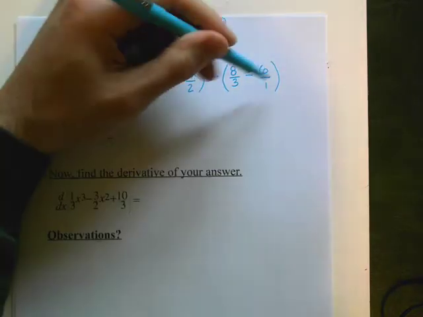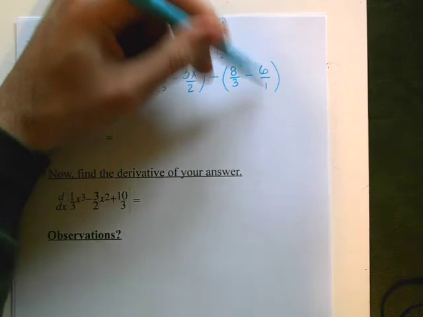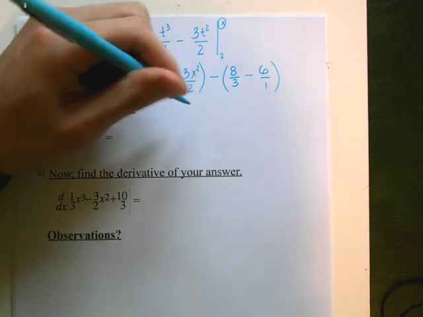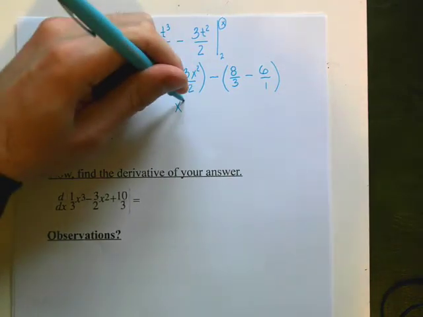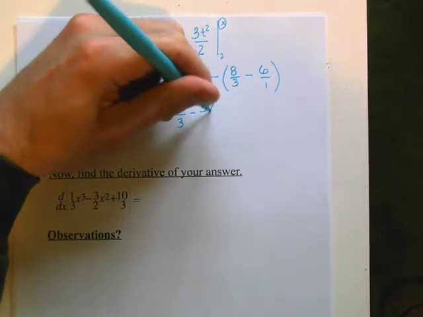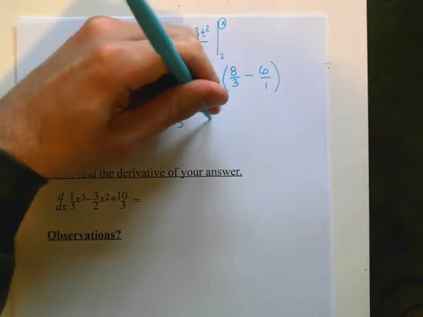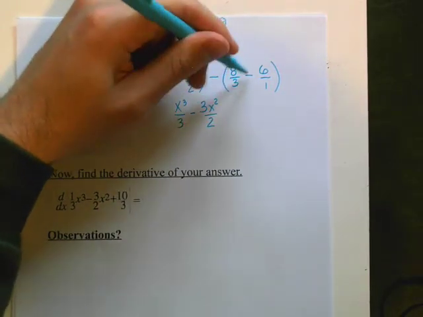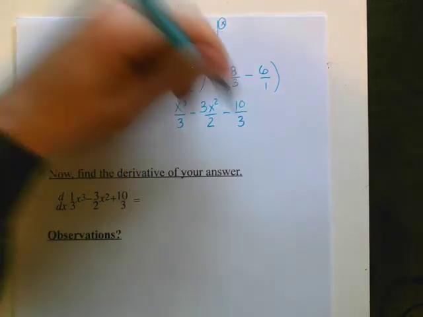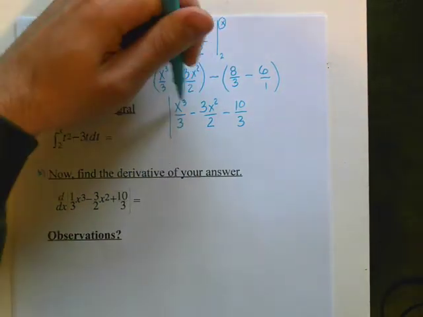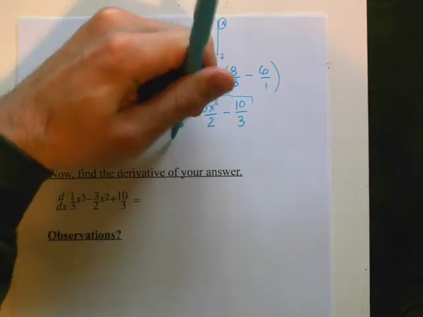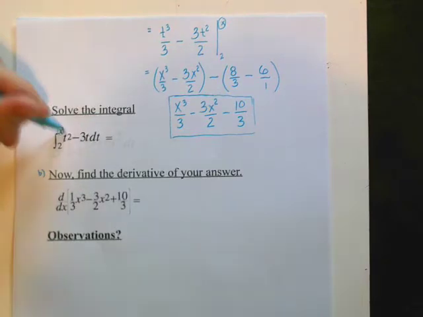So if I did take my common denominators here, I'd multiply top and bottom by 3. This would actually turn to 18 over 3. So just to write this out, I would get x to the third over 3 minus 3x squared over 2. And then if I have 8 thirds minus 18 thirds, it would give me minus 10 over 3. So I can still take the integral. My final answer is going to be in terms of x.